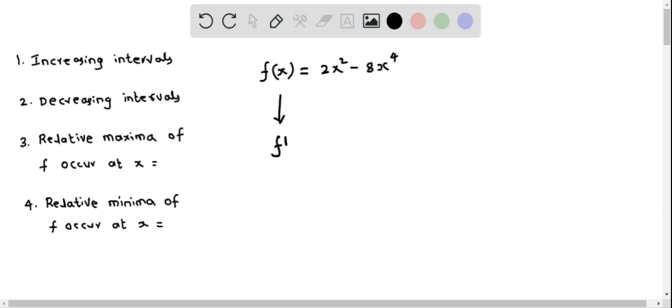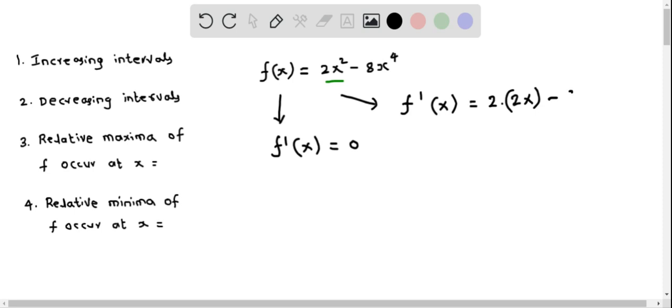A critical point occurs when f prime of x equals 0, that is when the first derivative equals 0. So let's find the first derivative of this function by differentiating both sides with respect to x. We get f prime of x equals the derivative of 2x squared. We put the constant 2, and the derivative of x squared is 2x. We then have negative, and I put the constant as it is and find the derivative of x to the power 4 using the power rule, which is 4x to the power 3.